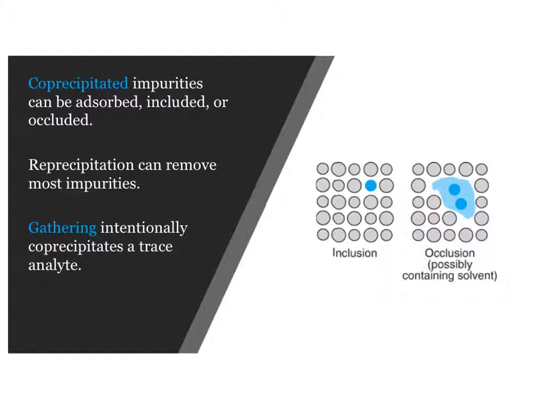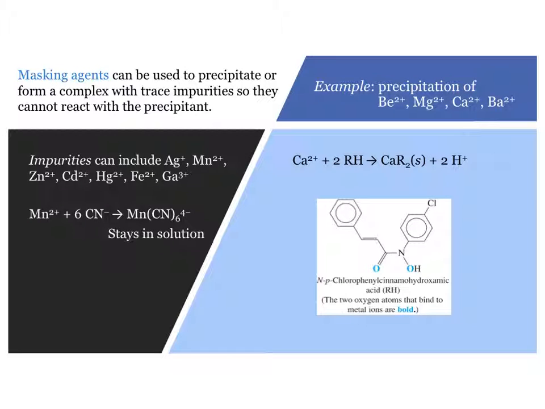of co-precipitants. However, we can use co-precipitation to our advantage to concentrate a trace analyte in a process known as gathering. The precipitate is collected, dissolved in a small volume of solvent, and the concentration is increased enough to be analyzed accurately. Some impurities can be treated with a masking agent.